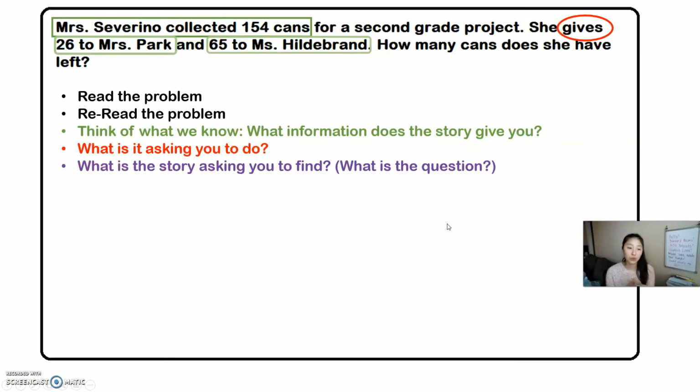Last thing you need to know and think about is what is the question asking you? How many cans does she have left? It's not asking you how many cans Miss Severino has. It's not asking you how many cans did she give away. It's asking you how many cans does she have left, Miss Severino. So I'm going to put a little arrow on that just so you can keep in mind.